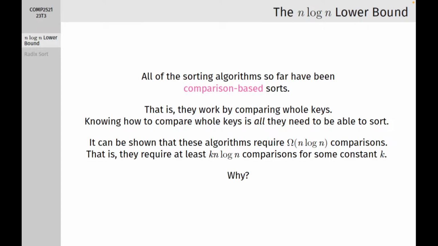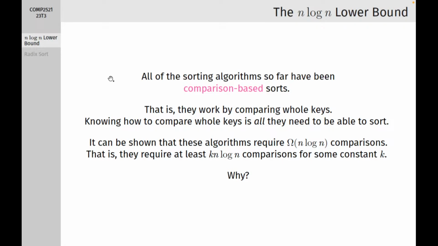What this means is that they work by comparing whole keys with each other. Given a way to compare two keys, these sorts can sort the entire array. It's like if you gave me a bunch of potatoes and you asked me to sort them by weight and you gave me a scale. Using that scale, I can sort the potatoes by weight.